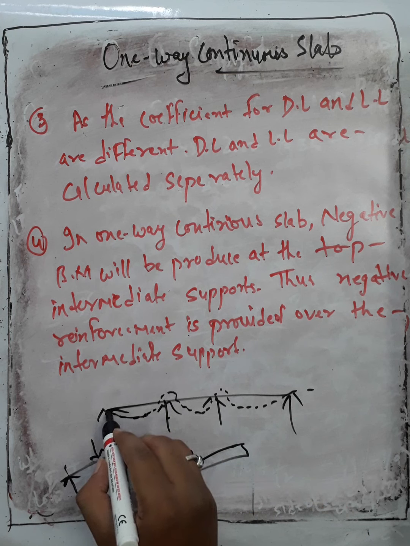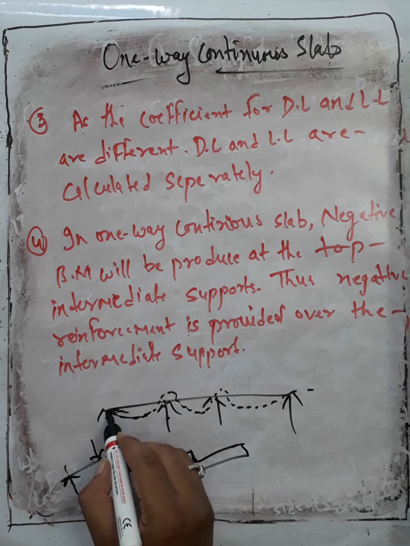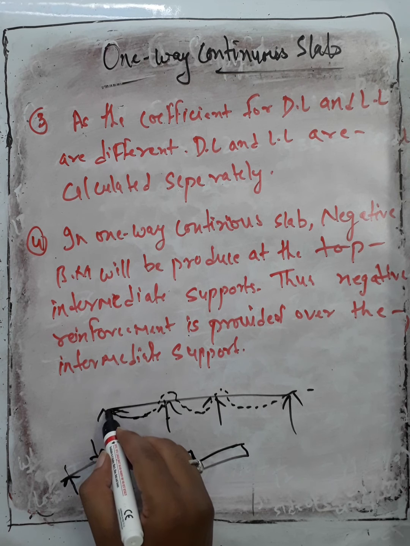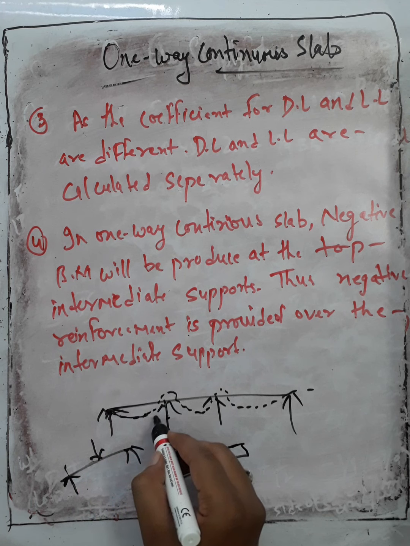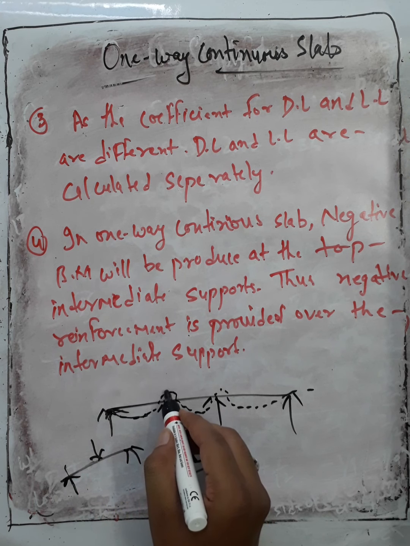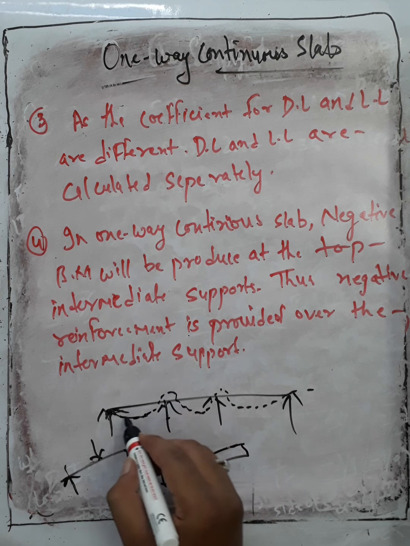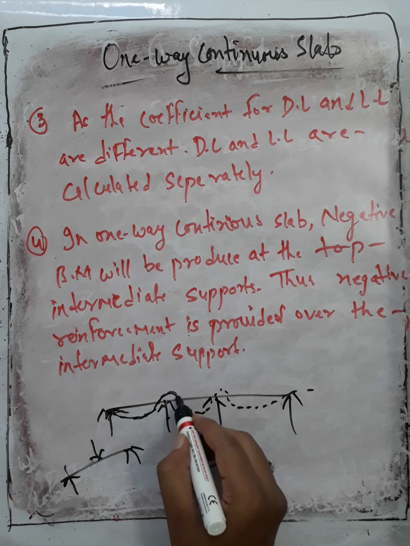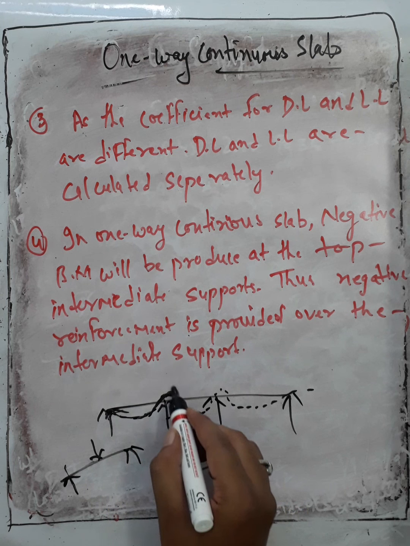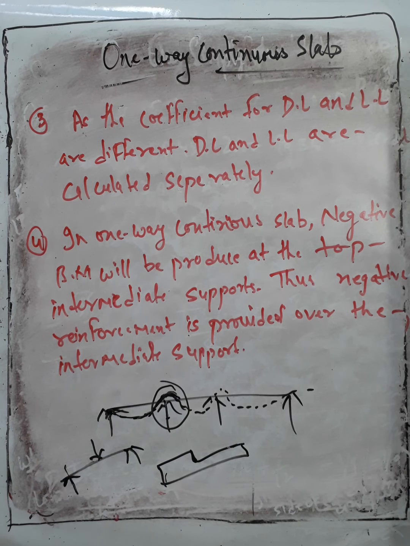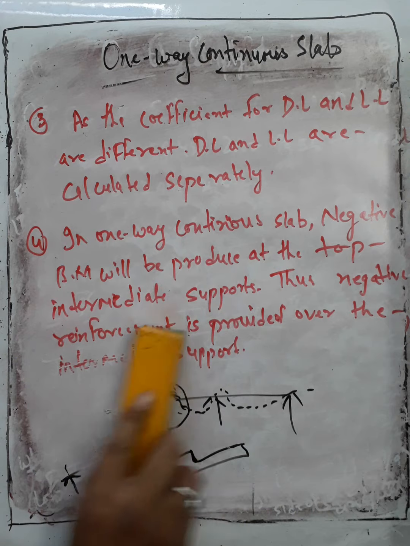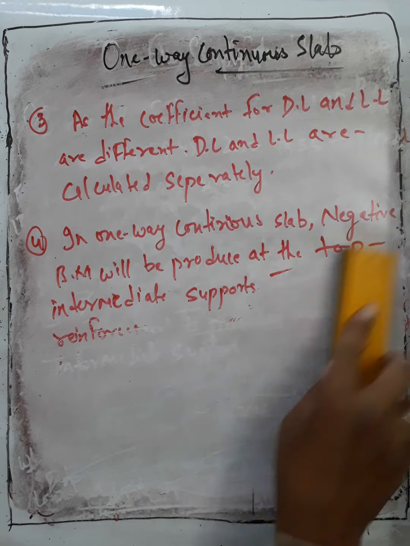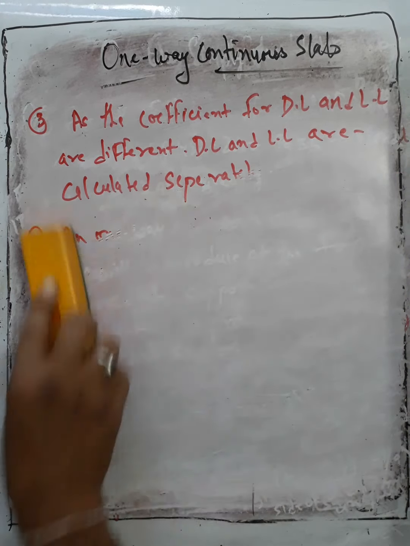Okay, so if I consider this beam and here we applied some force, this beam deflects at the top, and the deflection curve goes like this, and this beam is again deflected. So from that point and that point it deflects, so it looks like that. So here we provide the negative reinforcement. Okay, so this is point number 4 which we have considered for the one way continuous slab.